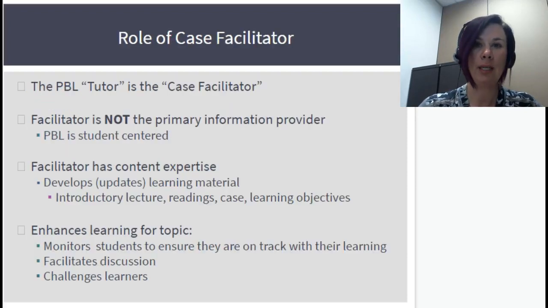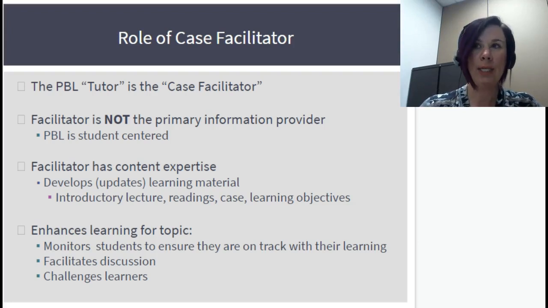As previously mentioned, PBL uses a tutor to facilitate learning. In the case of Pharm 523 or Pharm 533, the PBL tutor is the case facilitator. It is important to keep in mind that the facilitator is not the primary information provider, or in other words, the facilitator does not teach students in the traditional sense of teaching. The facilitator does, however, have expertise in the topic content. He or she has developed or updated the learning content such as the lecture, readings, and case learning objectives.